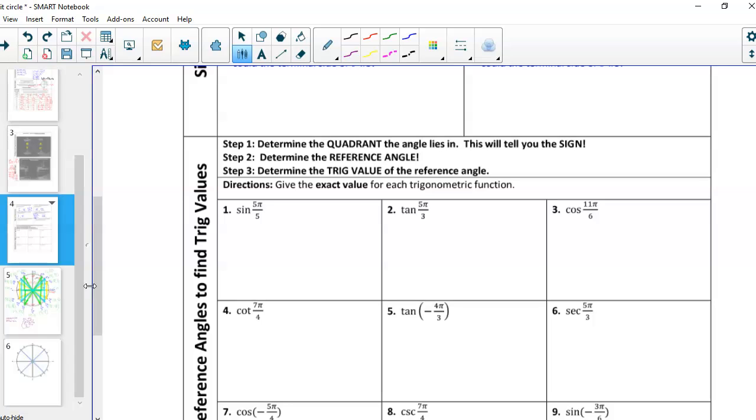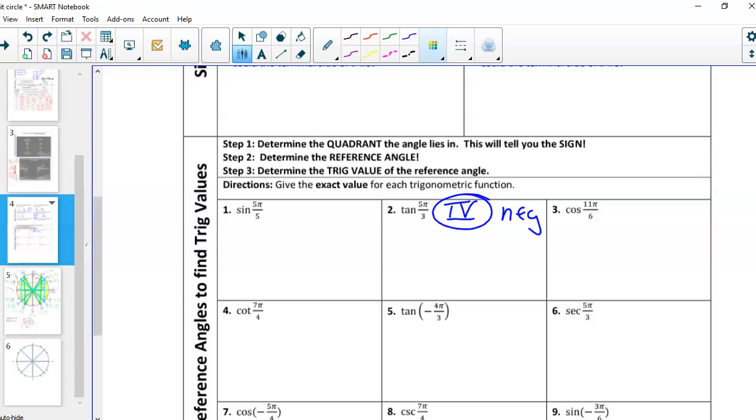But if you don't, use your reference angle, what we were talking about before. So let me find one that would actually apply. Like number 2. 5 pi over 3 would be in which quadrant? 4, because it's 2 pi minus pi over 3, so it's in the fourth. Because it's in the fourth, is it going to be positive or negative? Negative.